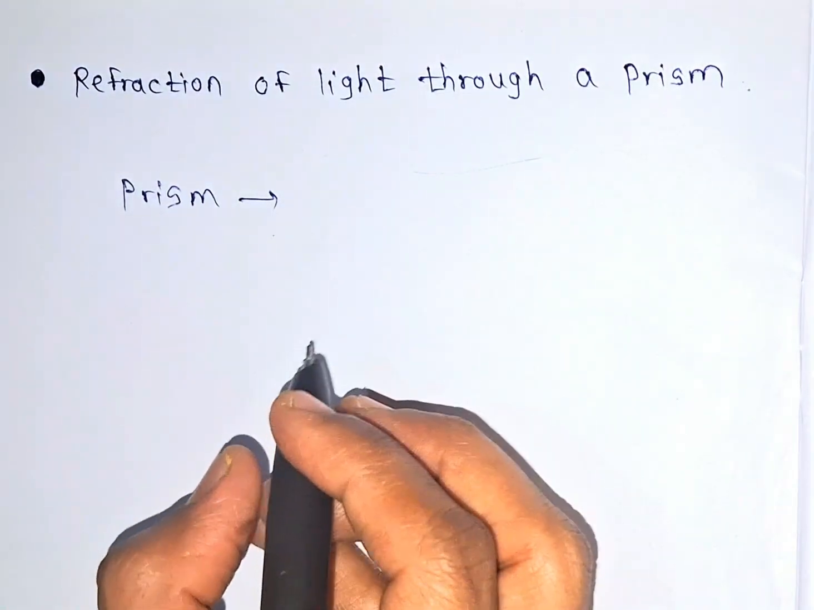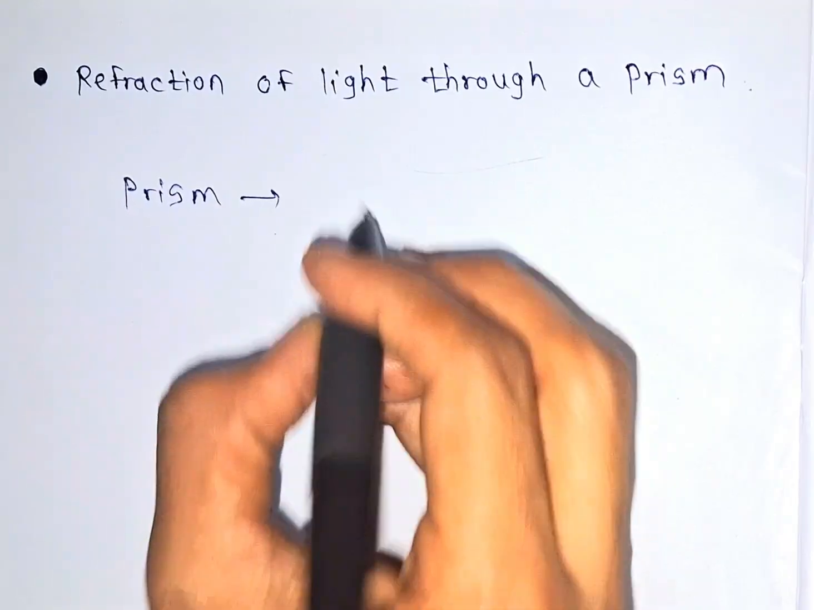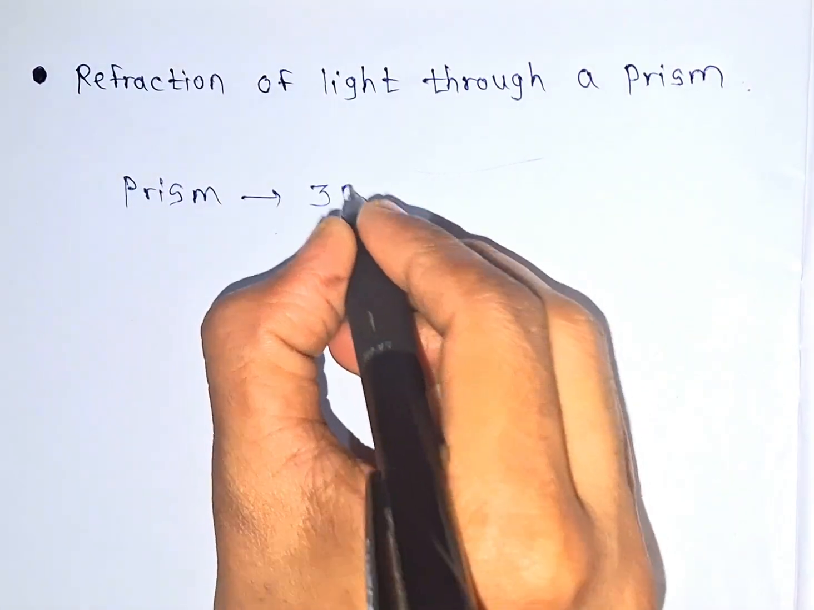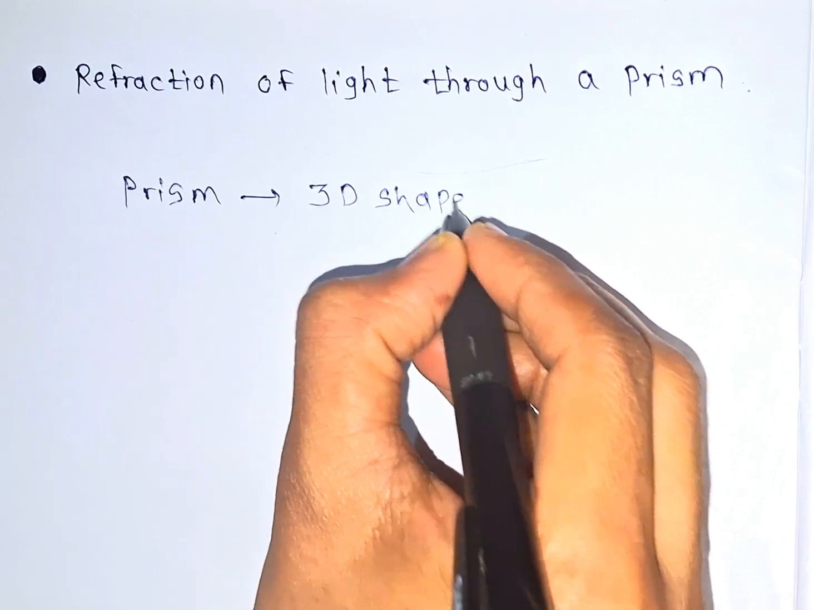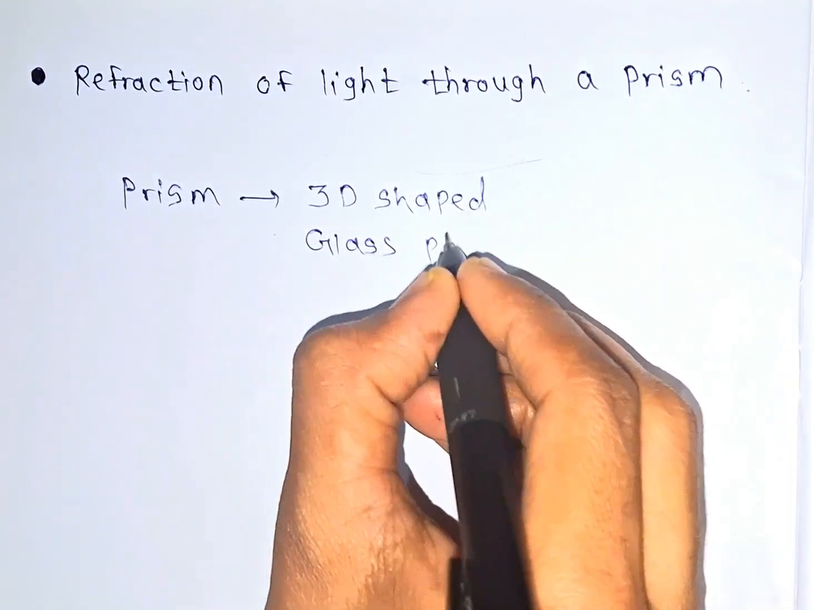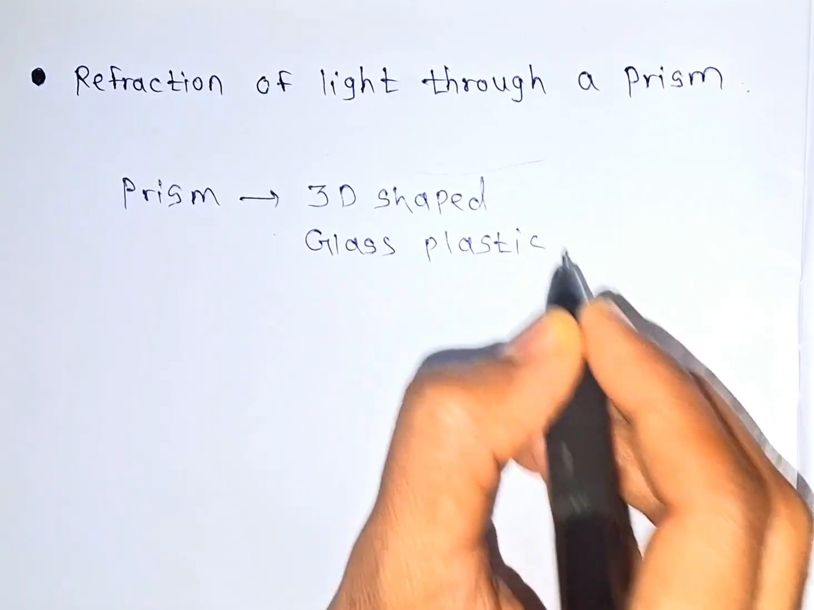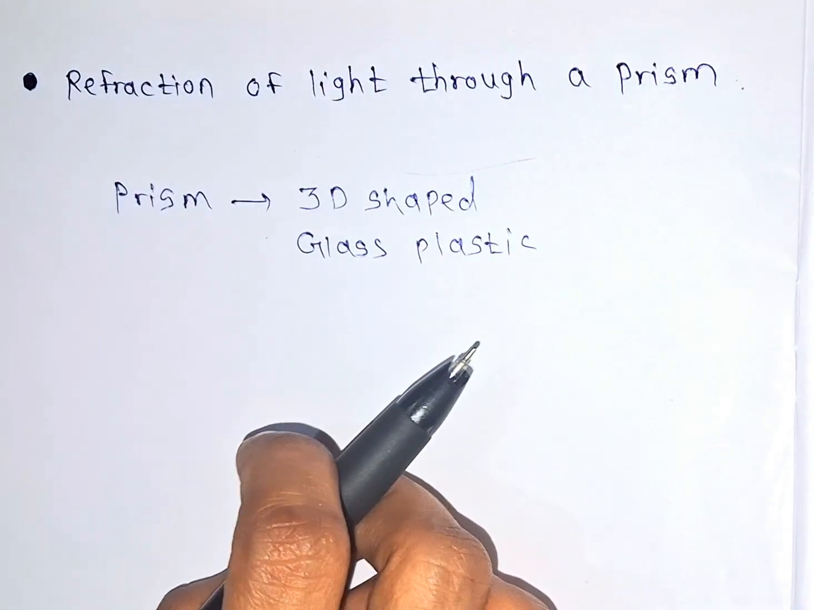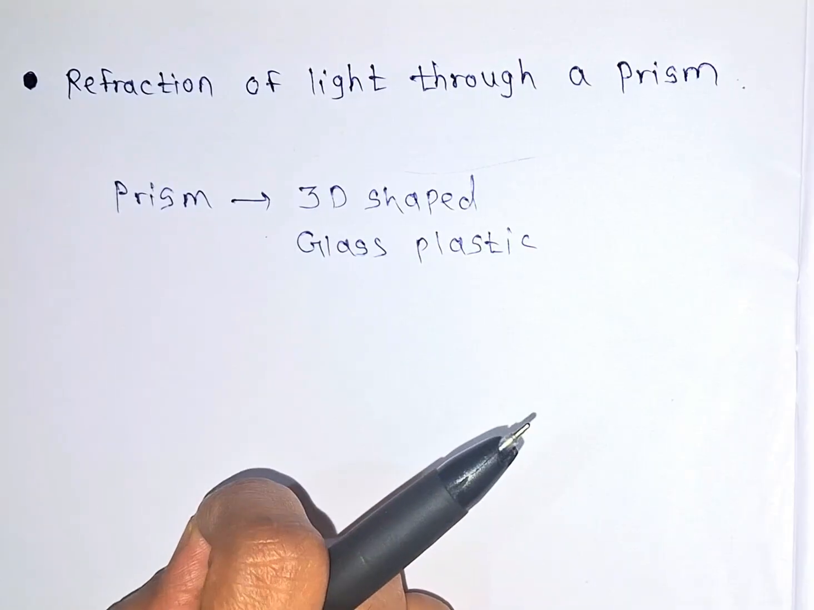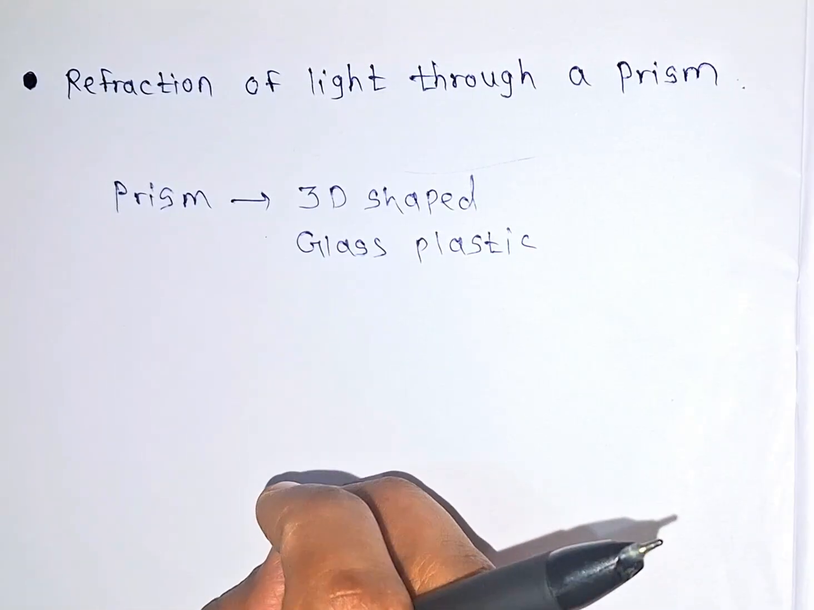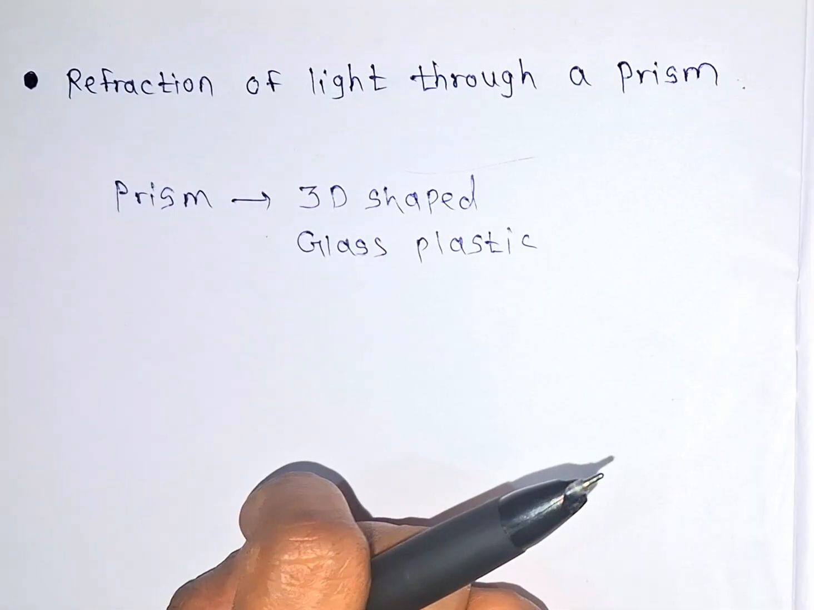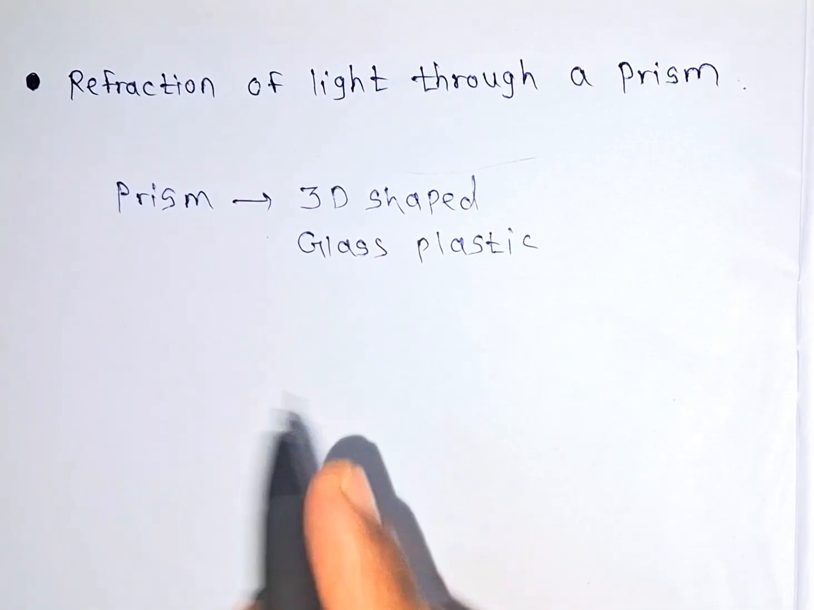Basically, a prism is a three-dimensional structure. It could be made up of glass or plastic. So it is 3D in shape, made up of glass or plastic. The actual definition of a prism is: a prism is a transparent medium bounded by five plane surfaces with a triangular cross section. So let's write the definition of it.